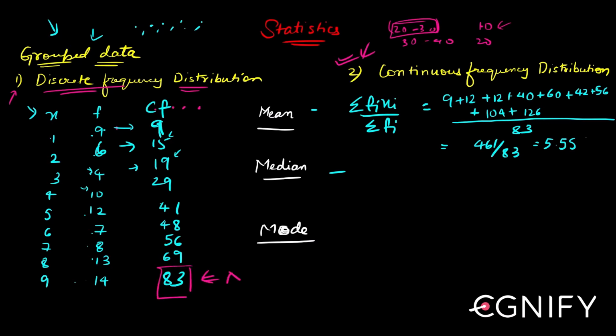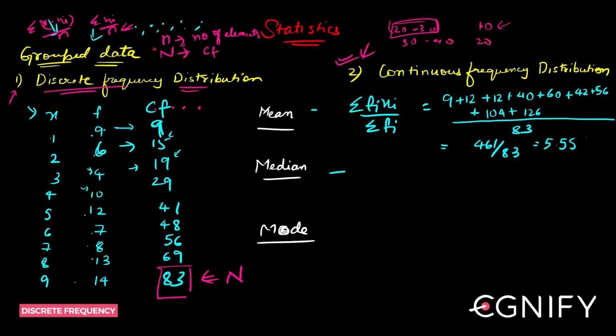This is basically denoted by capital N, right? Remember, small n is denoted by the number of elements, which we saw in the previous case, where we did sigma xi by n, where we calculated the mean. There, small n meant the number of elements. Here, whenever I write capital N, that means the final cumulative frequency, or rather the sum of all frequencies, and that's 83 here, right?